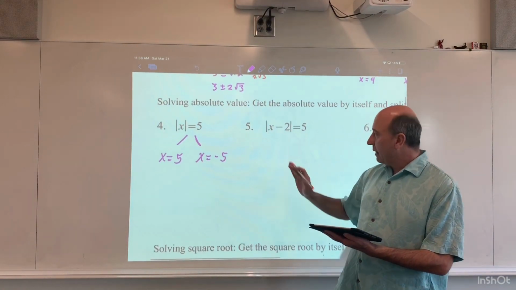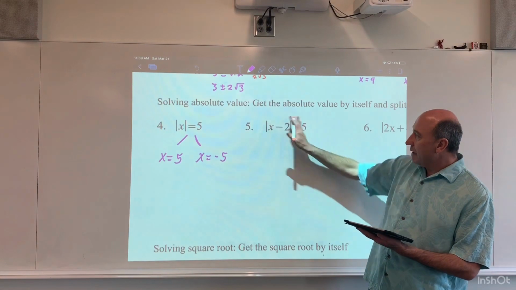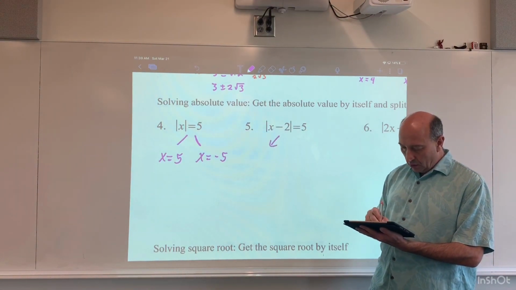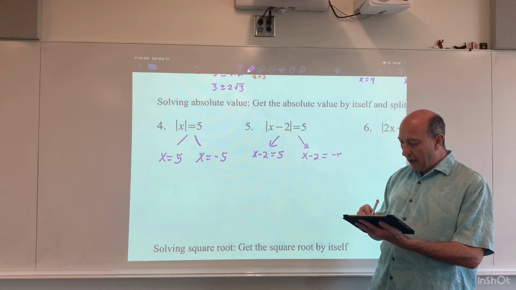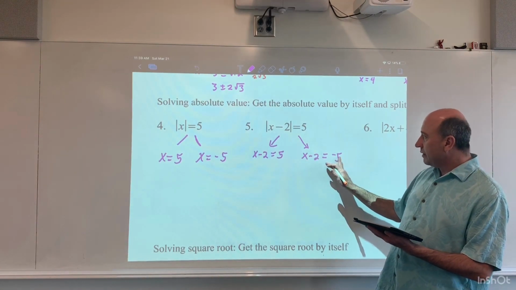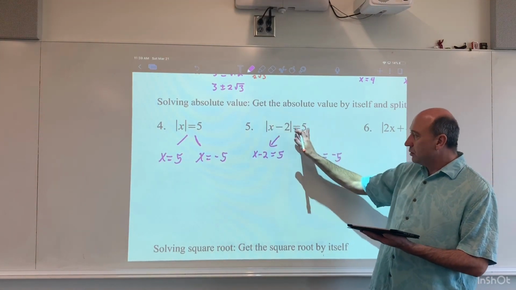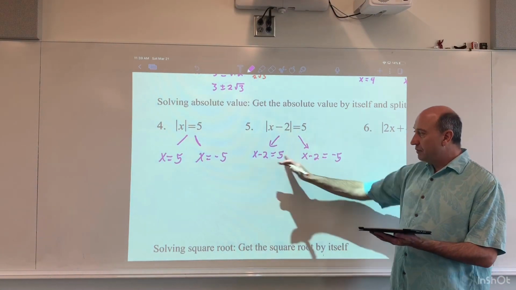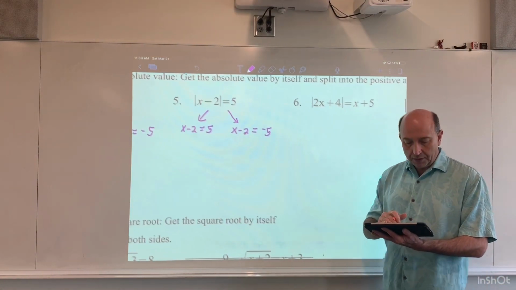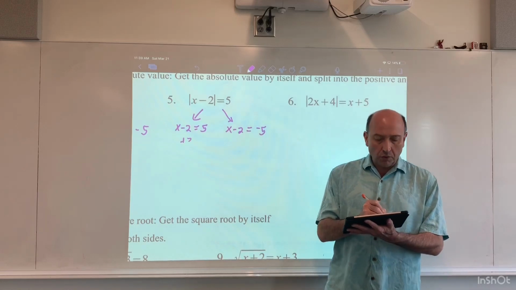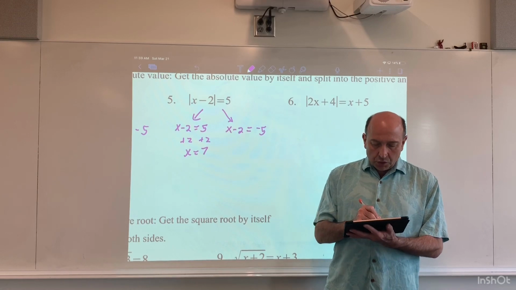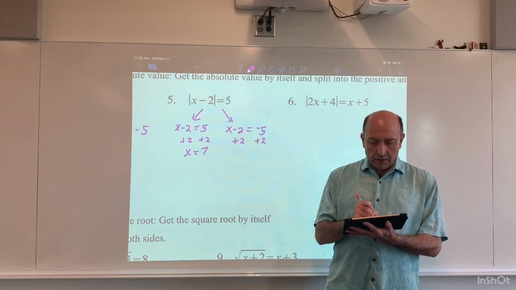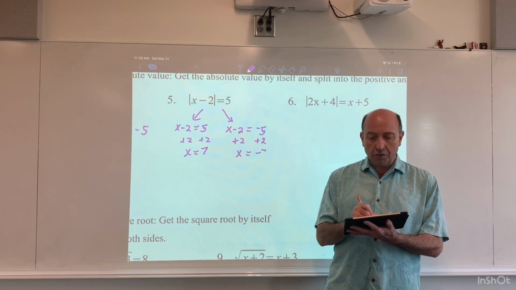So on this one, the absolute value of 5 is 5. So x minus 2 is 5. Or the absolute value of negative 5 is also 5. So if x minus 2 were equal to negative 5, the absolute value of that is also 5. So now we have two individual algebra problems that we can solve. So this one, we will add 2 to both sides, getting 7. And this one, we will add 2 to both sides, getting negative 3.